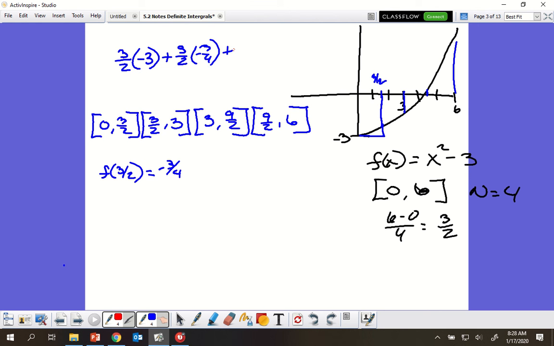Plus. Now, the next one has to be f of 3. There we go. All right, f of 3. So let's check that out. F of 3. So we need to plug that in. So it's going to be 3 squared, which is 9, minus 3, is 6.